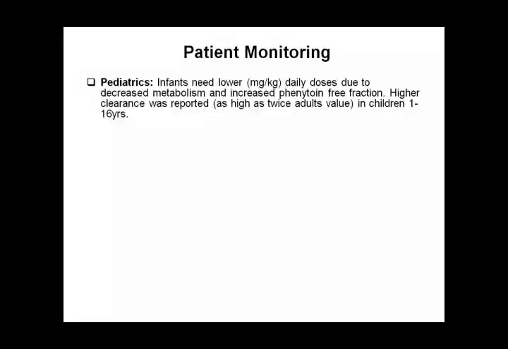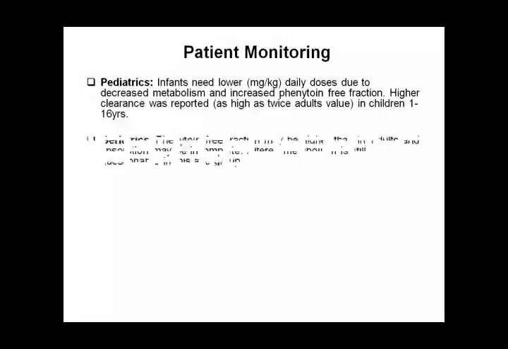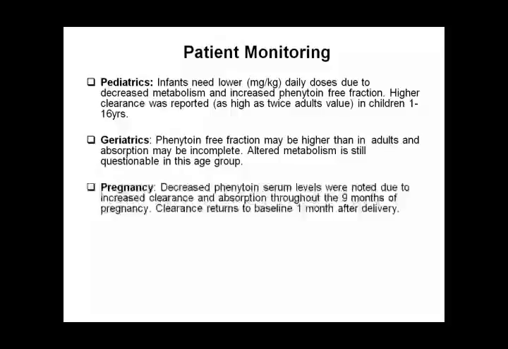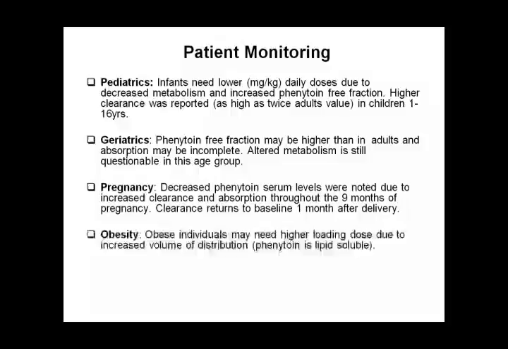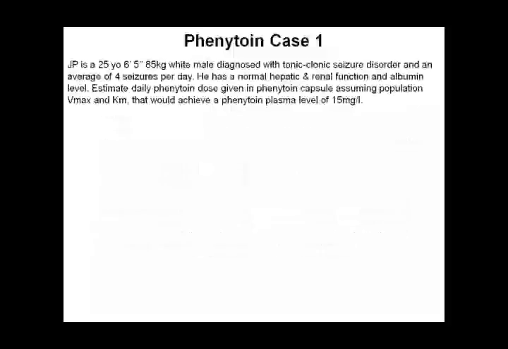And also different populations have different clearance ability. You want to pay attention to that. And these populations include pediatrics, geriatric, pregnancy, and also obese individuals. Here is a phenytoin case. If you have a 25 years old, 6'5", with seizure, and you want to start phenytoin to achieve a level of 15. In this case, you don't have a level. The patient did not get the drug before, so you don't know what the patient is like. So you use the population value. The ideal body weight in this patient is about 85, similar to actual.